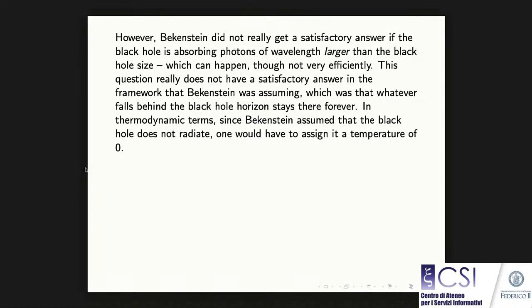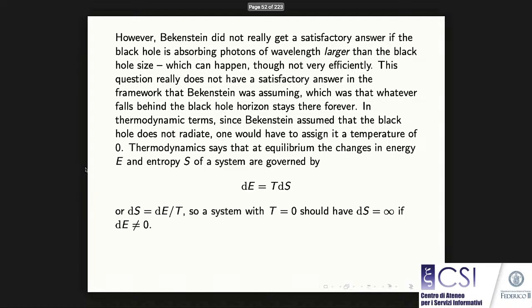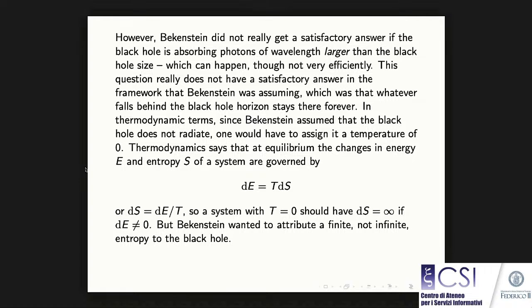In thermodynamic terms, since Bekenstein assumed that the black hole does not radiate, one would have to assign it a temperature of 0. Thermodynamics says that at equilibrium, the change in energy E and entropy S of a system obey this well-known relation dE equals TdS, or dS equals dE over T. So if T is 0, then dS is infinity if dE is not 0. But Bekenstein wanted the black hole to have a finite entropy, not an infinite entropy.